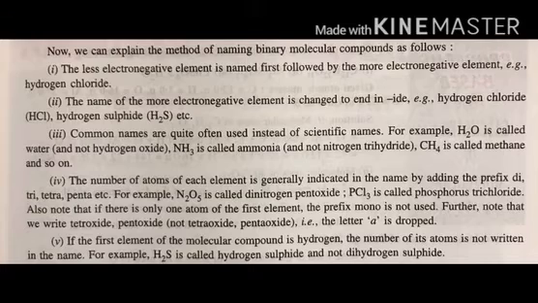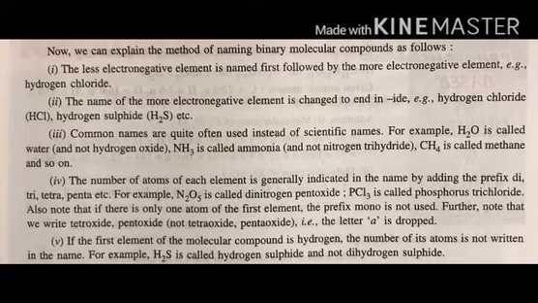The number of atoms of each element is generally indicated in the name by adding the prefixes di, tri, tetra, penta, etc. For example, N2O5 is called dinitrogen pentaoxide. PCl3 is called phosphorus trichloride. Also note that if there is only one atom of the first element, the prefix mono is not used.